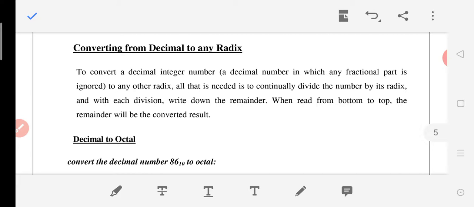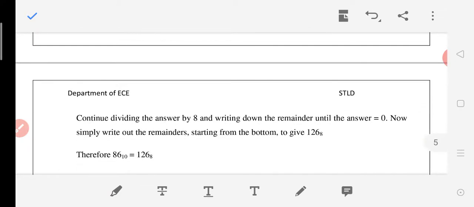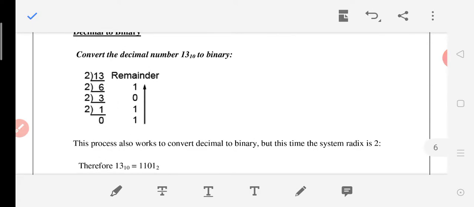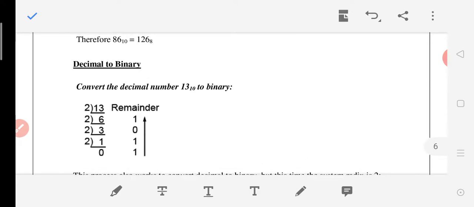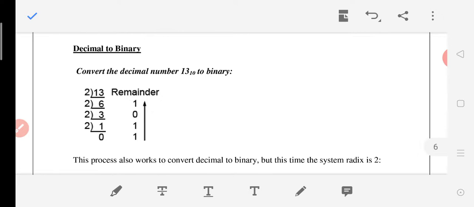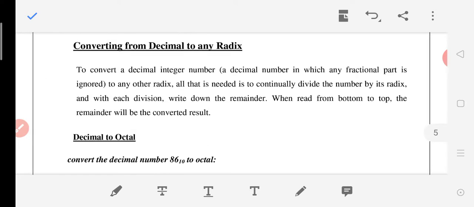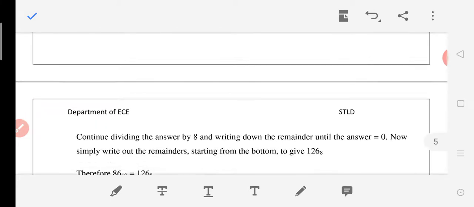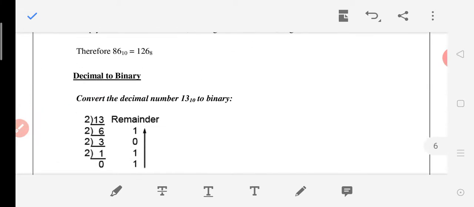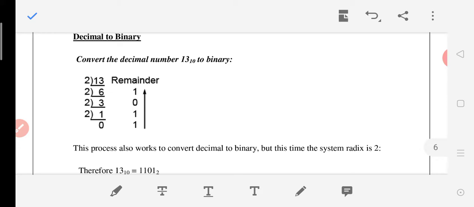Next, the binary number system. First of all, we try to convert decimal to binary. This is converting from decimal to any radix, where the value of the radix is 2, that is the binary number system. Now we try to convert decimal to binary.